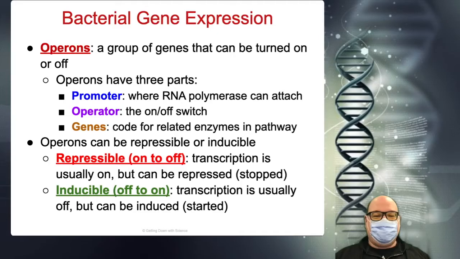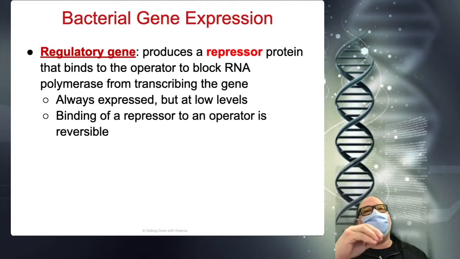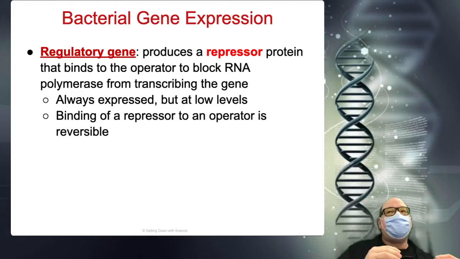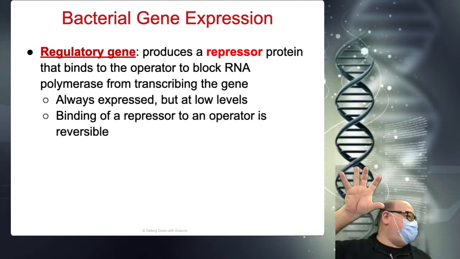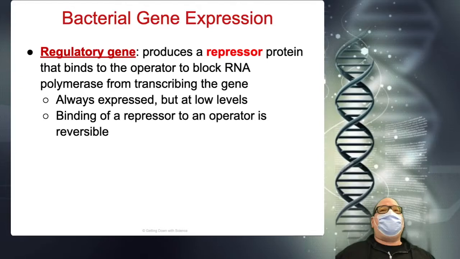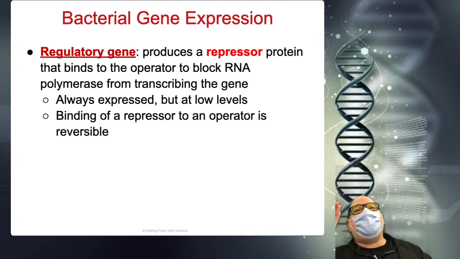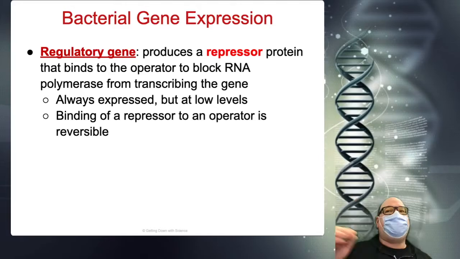So, there are regulatory genes, okay? A regulatory gene makes a repressor protein that binds to the operator to block RNA, okay? It's almost like you ever walk through the halls and you see that plastic shield in front of the fire alarm, right? You know what I'm talking about? And if there's a fire, you pull that thing off, okay? So the repressor protein is like the clear shield, okay? And it's going to stop RNA from grabbing on and transcribing the genes, okay? These are always expressed at low levels, okay? And it is reversible. We want to pull this off if we need it.